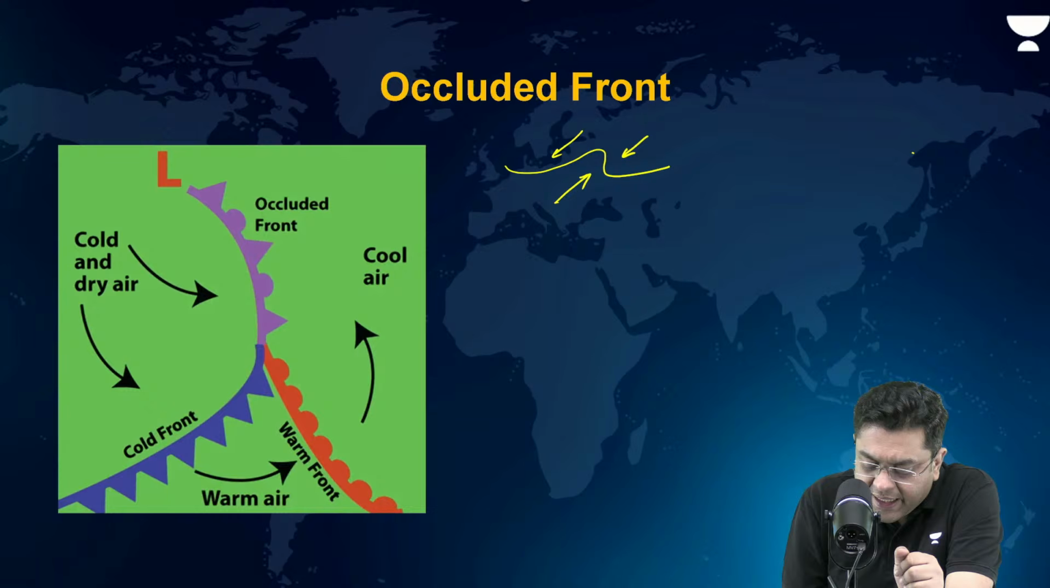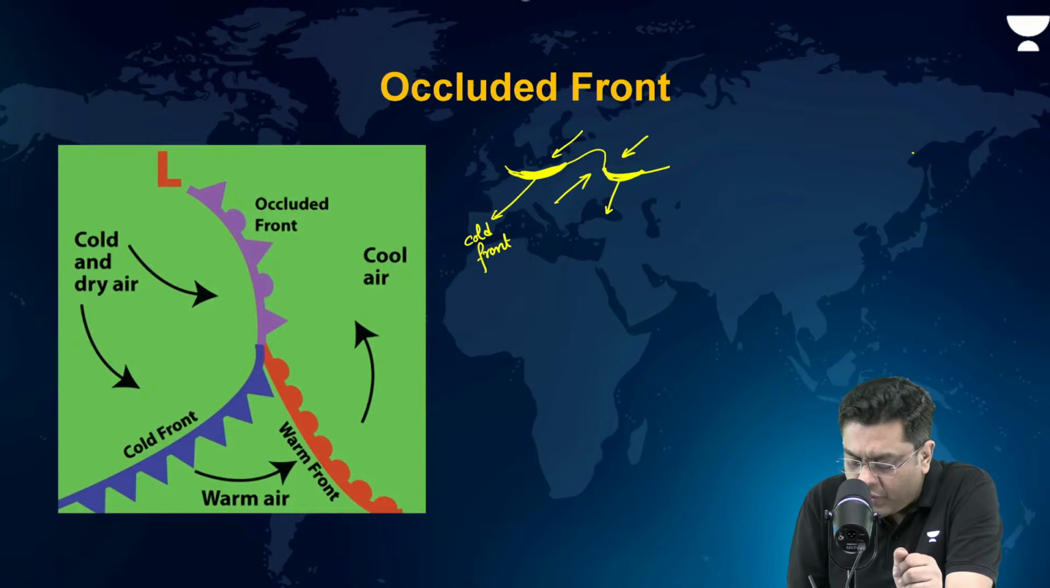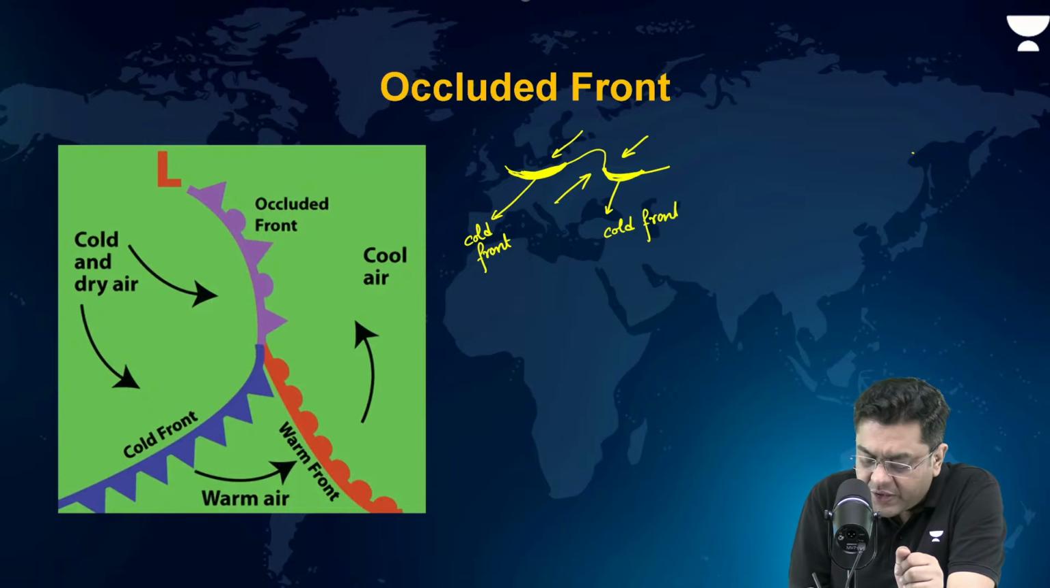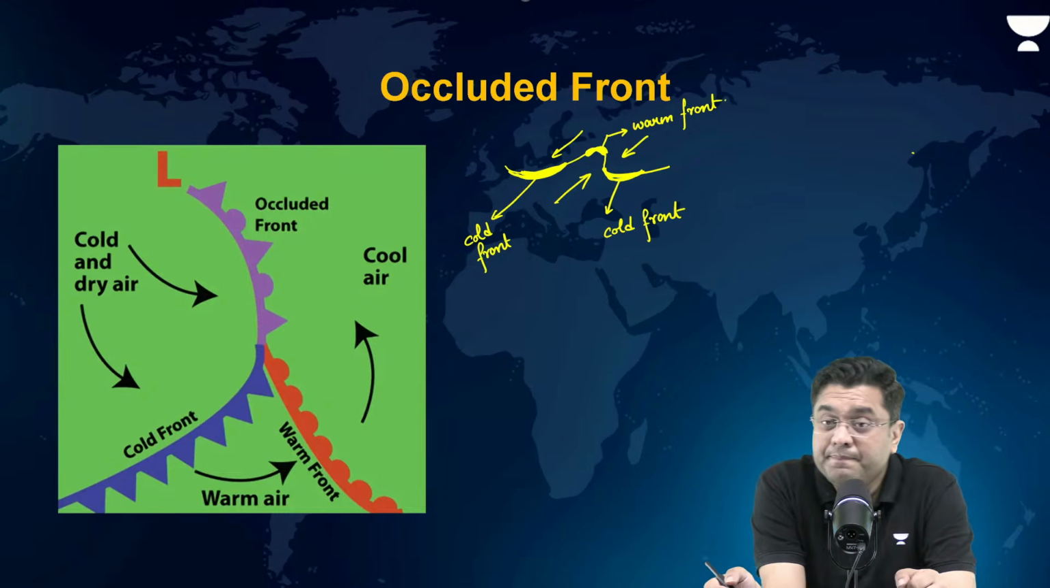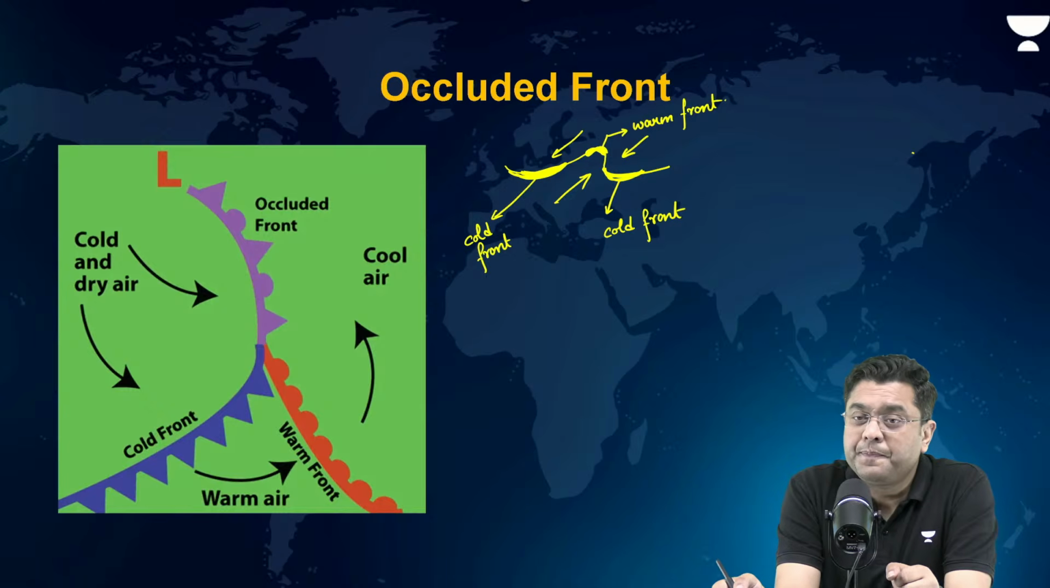This portion, I can refer to it as a cold front because cold air is active, right? This area, I can refer to it as a cold front. Again, cold air is active. What about this region? Can I refer to it as a warm front? Yes, because warm air is pushing in that area. I hope that is understood.